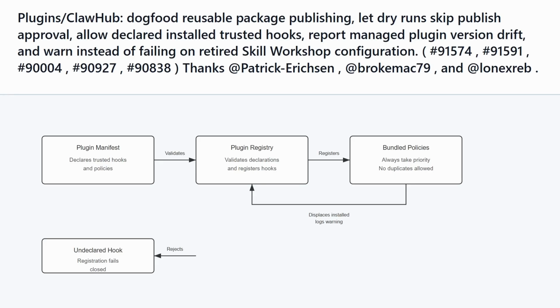This release improves plugin management for ClawHub and the plugin SDK. Installed plugins can now declare and use trusted hooks when explicitly enabled. The plugin manifest can list trusted tool policies and middleware runtimes. Only declared hooks register successfully. Undeclared attempts fail closed. Bundled trusted policies always take priority over installed ones. Duplicate policy IDs are rejected for installed plugins. If a bundled policy later claims an installed plugin's ID, the bundled version wins. A warning logs when an installed policy gets displaced by a bundled one.